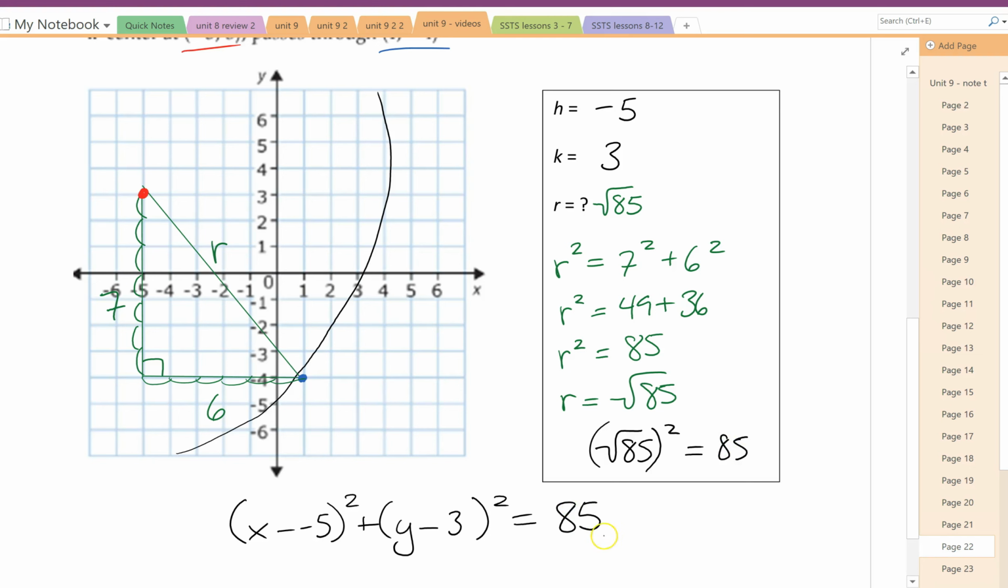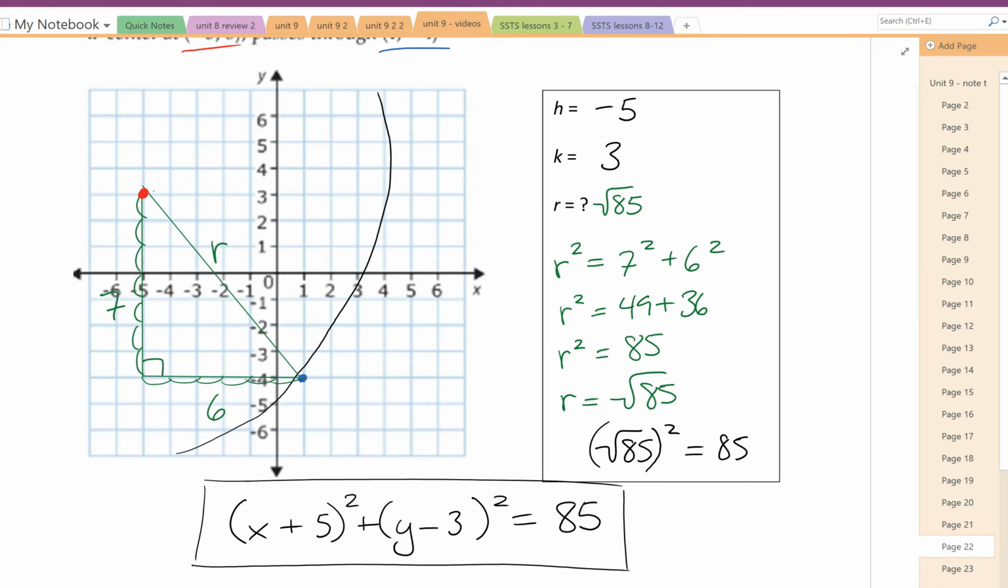One other thing I'm going to fix before I'm done. Notice, because h was negative, I have x minus negative 5. Just to kind of clean things up, two negative signs in a row make a positive sign. So the equation for this circle would be this right here. Okay, h, k, the radius squared. And I found the radius by plotting it, figuring out the two lengths of the sides that I would need to create a right triangle, solve for the radius, squared it, and that's pretty much it.